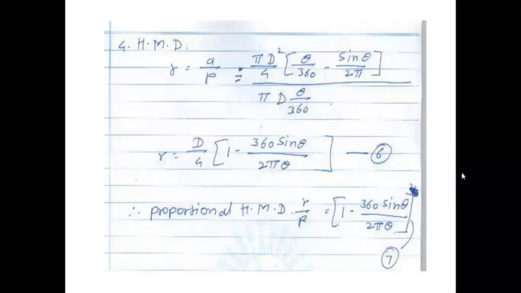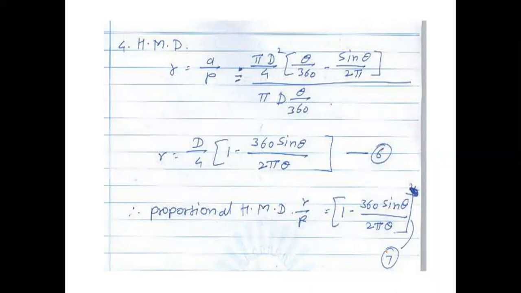Now the next factor we have to determine is the hydraulic mean depth. Hydraulic mean depth, we have given the notation for the partially full condition as small r. Small r is equal to small a upon small p. Is it? So the small a equation we have derived in the earlier slide, that is pi d square upon 4 into bracket theta upon 360 minus sine theta upon 2 pi. And divided by small p, what is the value? Small p also we have determined, and that is nothing but pi d into theta upon 360.